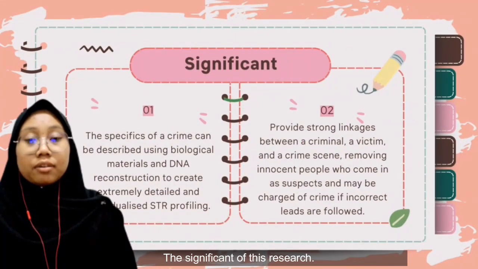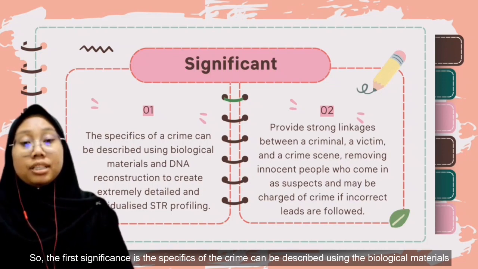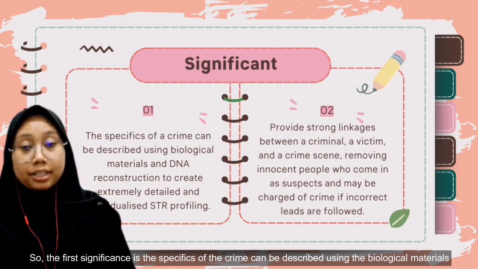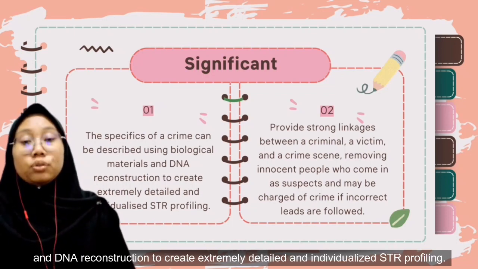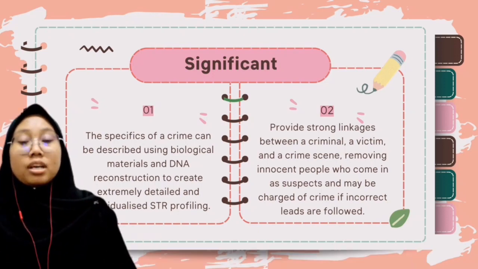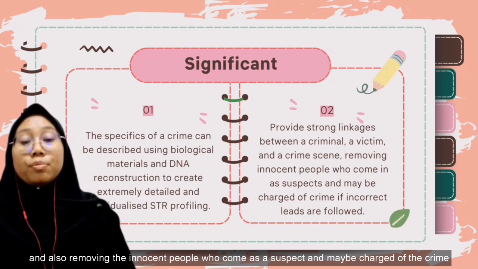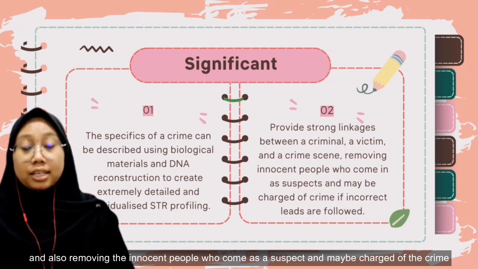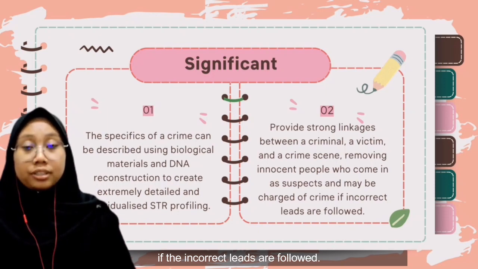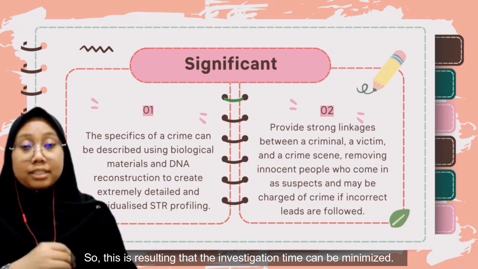The significance of this research. The first significance is that the specifics of the crime can be described using the biological material and DNA reconstruction to create extremely detailed and individualized STR profiling. The second significance is to provide the linkage between the criminal, victim and the crime scene, and also remove innocent people who come up as suspects and may be charged with the crime if the procedures are incorrectly followed. This results in the investigation time being minimized.